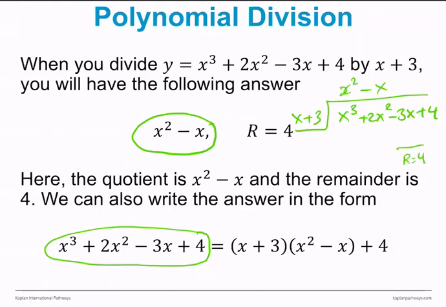So you can write it this way, which is the product, meaning the multiplication of the quotient here multiplied by the x plus 3, the factor. So this is the x plus 3, what we divided by. And this is the quotient, and plus the remainder here. You can write it this way as well.